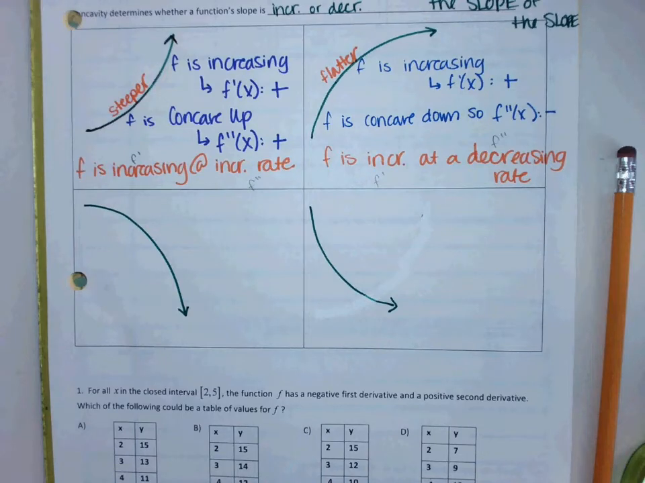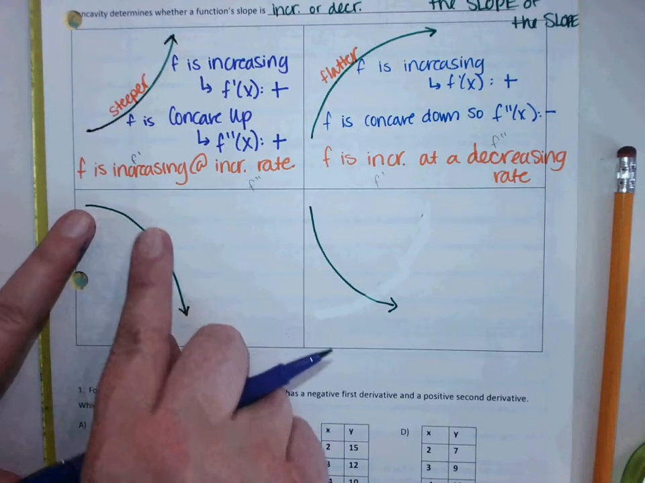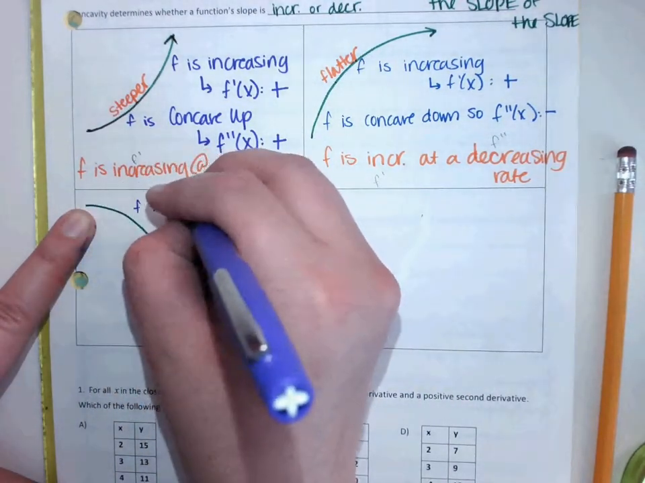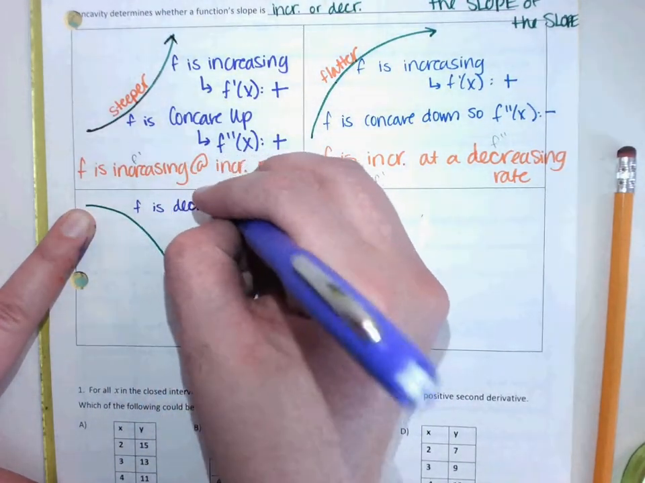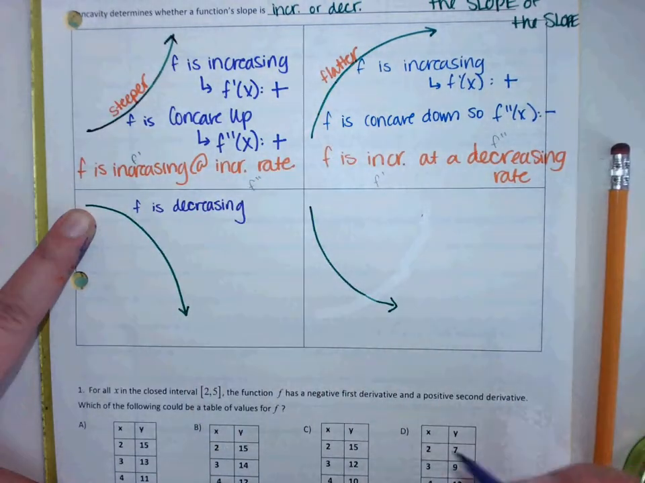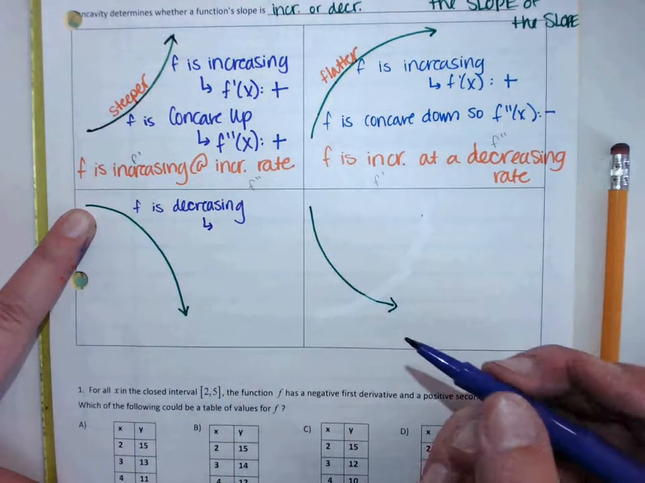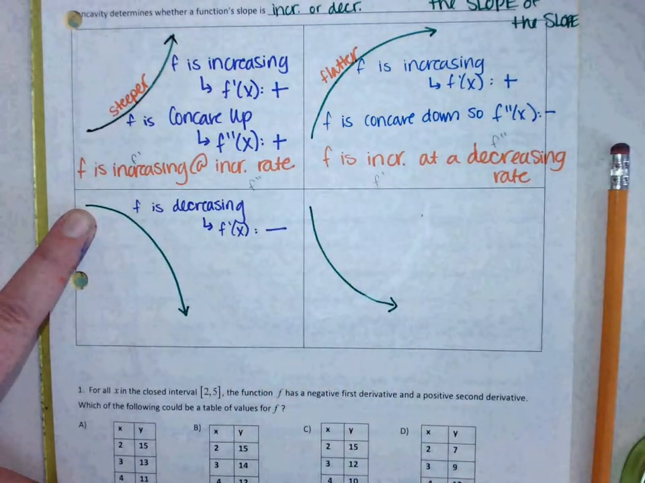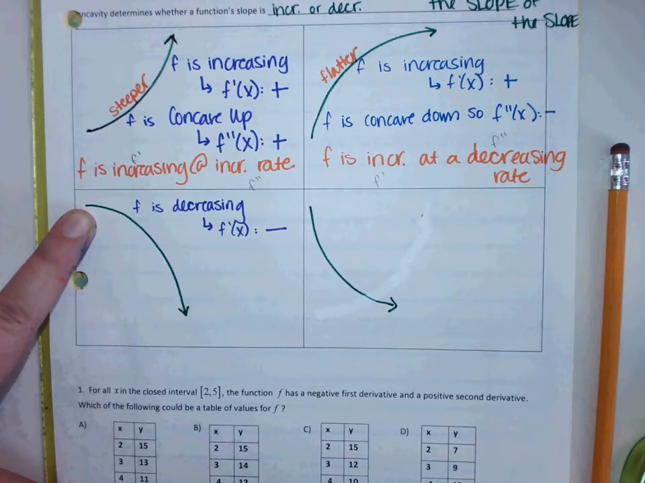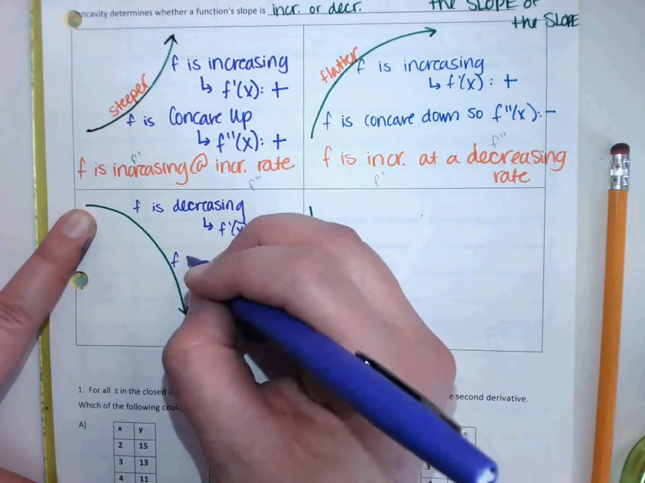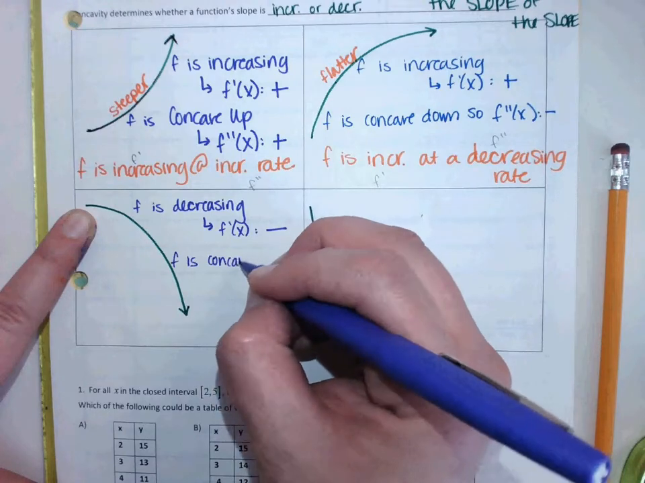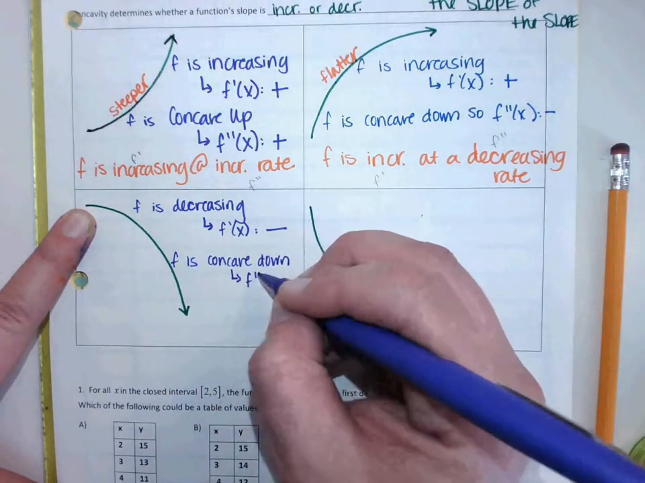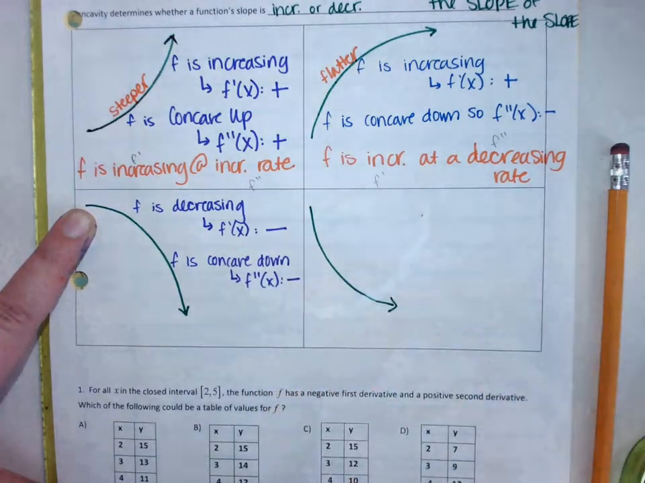For graph number 3, is f increasing or decreasing? f is decreasing. What does that tell us about f prime? f prime of x needs to be negative. What is the concavity of the third graph? Concave down, like a frown. And if it's concave down, that means f double prime of x is also negative.